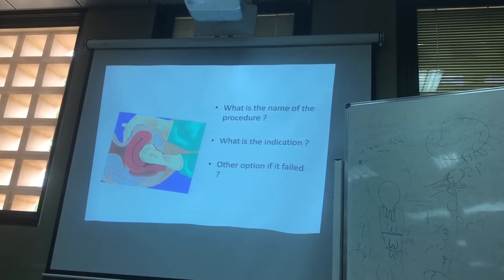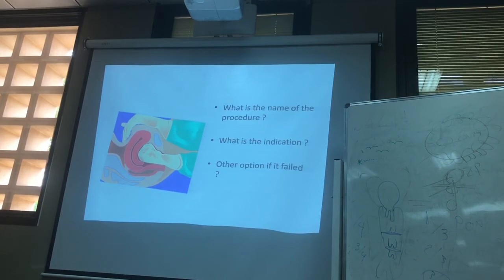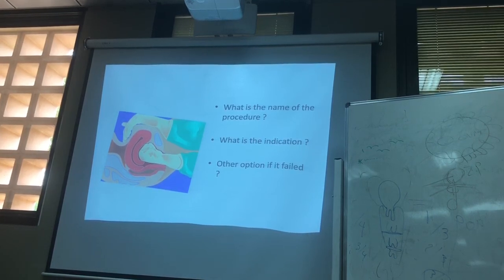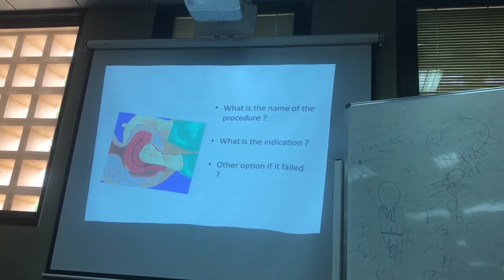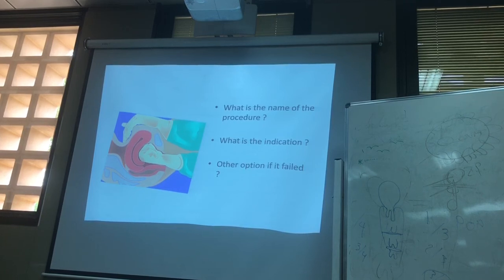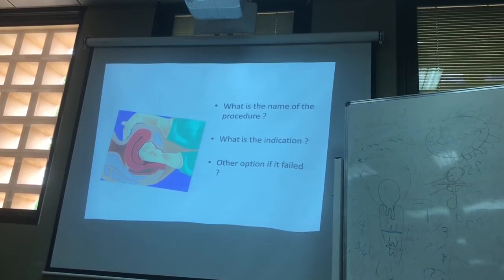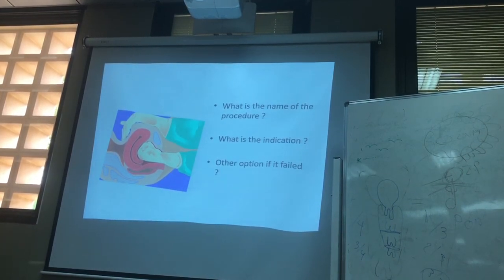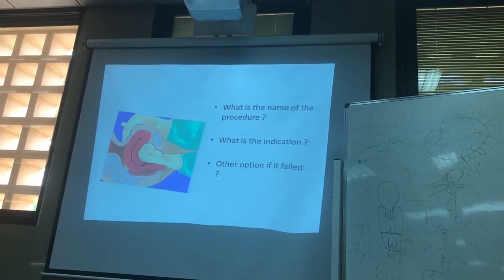If it failed, syntocinon, ergometrine. Syntocinon, 10 international units. I guess you better know the doses. Or we can give ergometrine if there is no contraindication: cardiac, respiratory or hypertension. Or sometimes you can give prostaglandin F2 alpha. We can give it intravenous, intramuscular, or even intramyometrial, injected directly inside the uterus through the abdominal wall. We can give tranexamic acid.